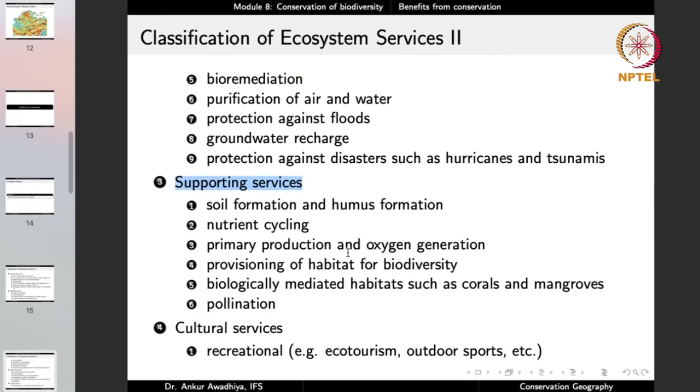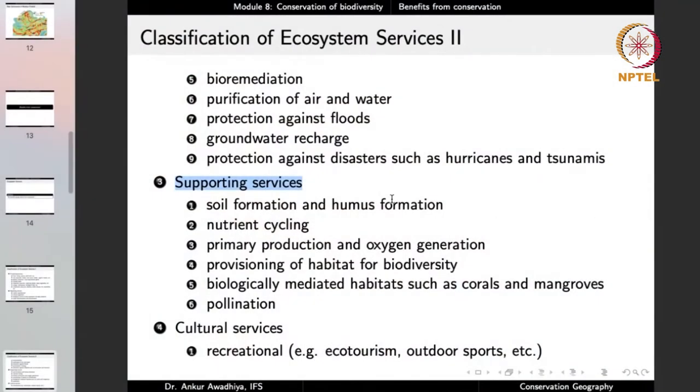They perform primary production and oxygen generation, meaning that they convert carbon dioxide into biomass, and this biomass sustains a large number of other organisms because it acts as food for other organisms. And in this process, they also generate oxygen. Now, we have observed before that the great oxygenation event that changed the composition of the atmosphere was brought about by plants. And plants are still doing the job of oxygen generation, which supports all different forms of life. So this is another supporting service.